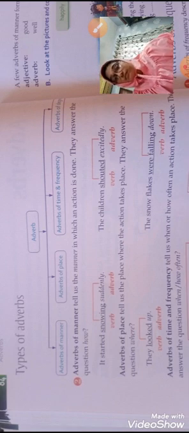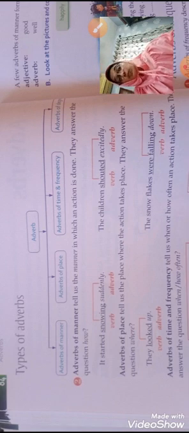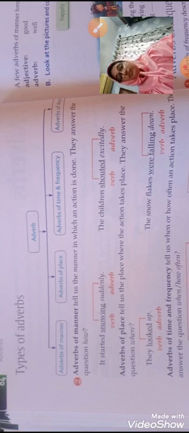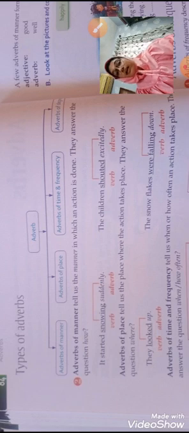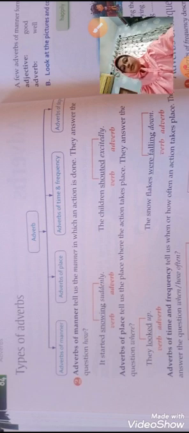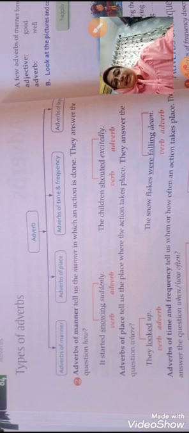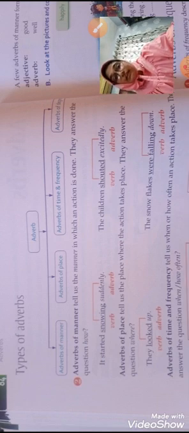Adverbs of place: when we ask the question with where, they looked up. Where did they look? They looked up. So up is an adverb and look is a verb. Adverbs of time and frequency tell us when or how often an action takes place. When we ask the question when or how often, the answer we get is an adverb of time and frequency.